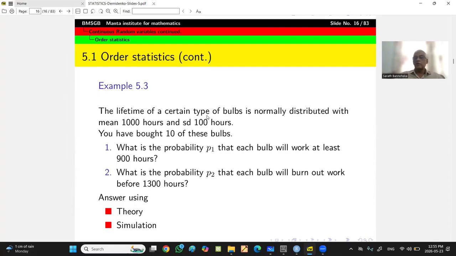Actually, in theory, we can apply two methods here. I'm going to discuss here only one of those methods. The second method will be discussed later when we actually find out the sampling distributions of order statistics, formulas for those. But here I'm going to use something that we already know. So let's look at the first one. What is the probability P1 that each bulb will work at least 900 hours?